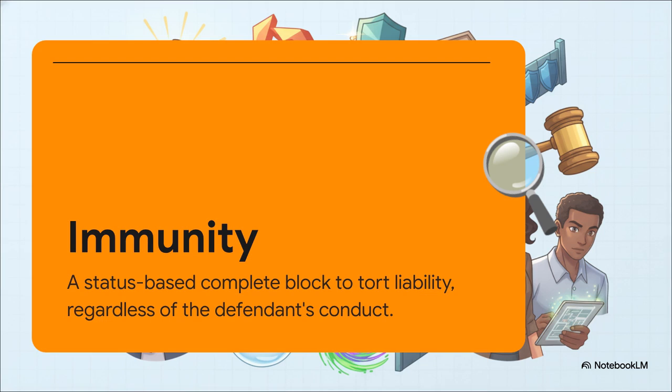A defense, like, say, comparative negligence or assumption of risk, evaluates the actual conduct of the plaintiff, right? Like, did they act reasonably? Did they know the risks? An immunity, on the other hand, literally does not care about behavior. It is a status-based, complete block to tort liability. It depends entirely on who the defendant is or their specific relationship to the plaintiff. If an immunity applies, the lawsuit is dead in the water, period. Even if the defendant was clearly, obviously negligent.